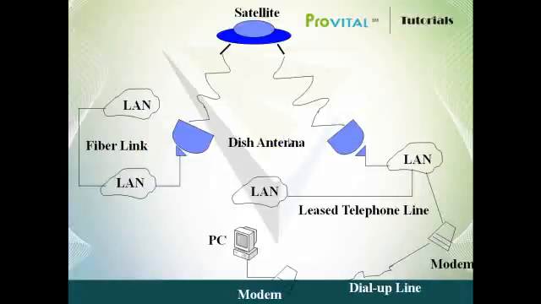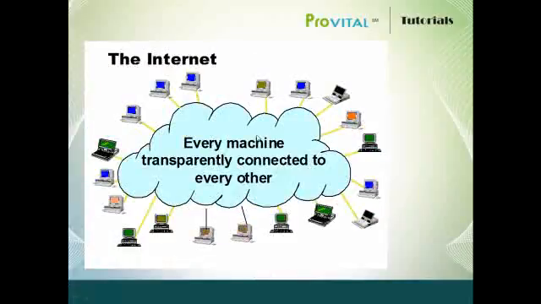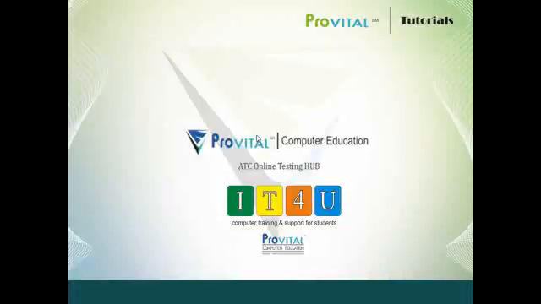Now here you can see images of how the WAN is working. The satellite is there, showing that it is connected with the dish antenna, just like with some LAN. We can say small LANs are connected with the satellites and this makes the WAN. Here we require for the PC some modems, you can see here, and some dial-up lines, leased telephone lines are there. With the help of those, the fiber link cables and dish antenna, we are connected with the satellite and we can access the data from them. Now this is a good example of the WAN, that is the internet, where every machine is transparently connected to every other. Thank you.